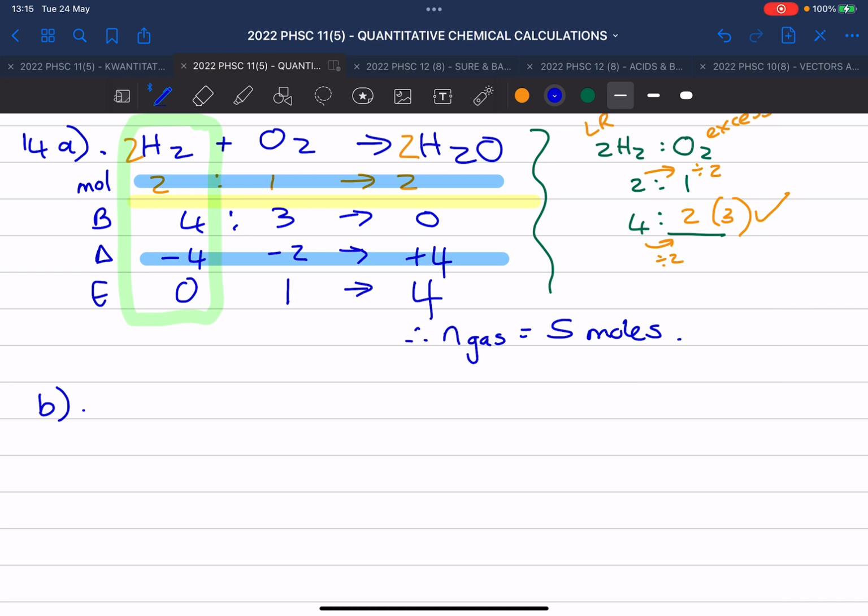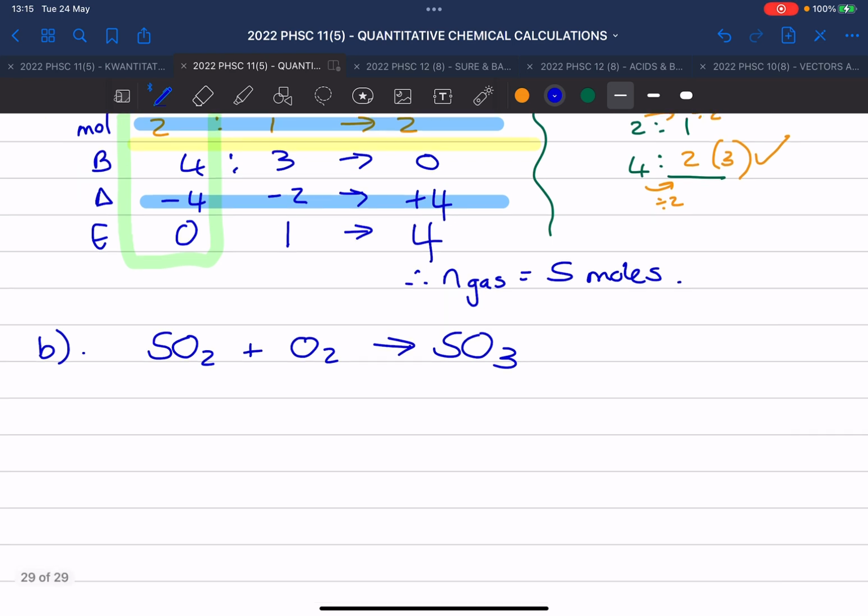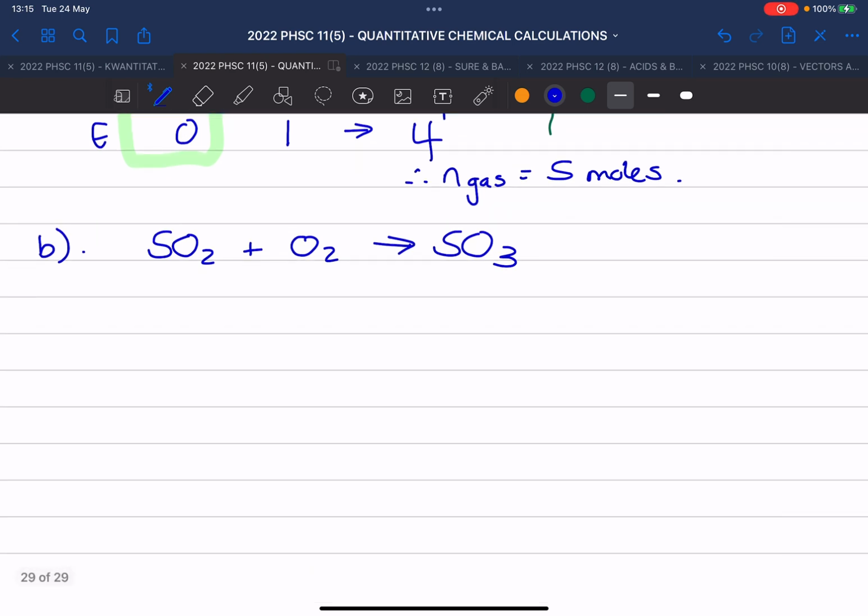Okay, so they tell you that sulfur dioxide reacts with oxygen and that gives you sulfur trioxide. Declan, this is B, right? Is this equation balanced? So what are you going to do?